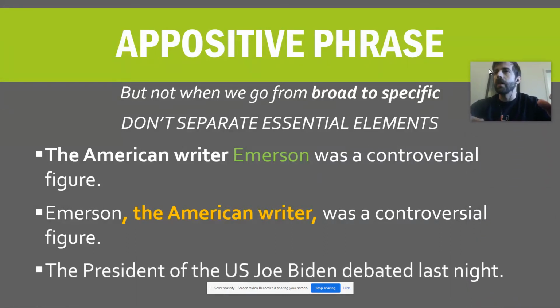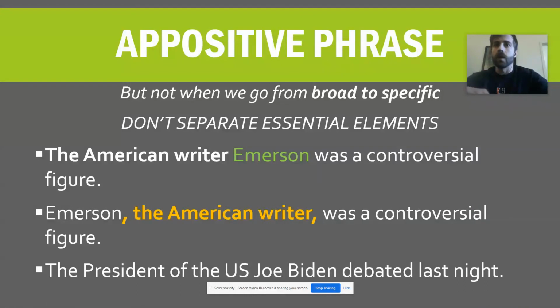So if I'm talking about like Principal Earn or President of the US Joe Biden, or anybody who has a title in front of their name, we're not going to use commas on this one either, right? President of the US Joe Biden, you're just going to leave it off on titles.